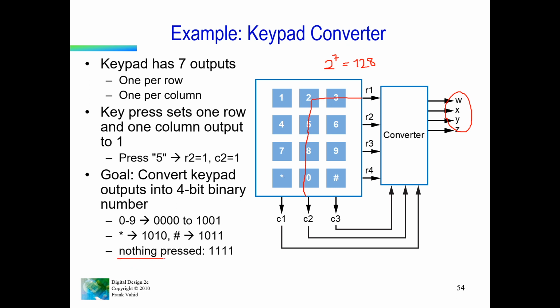And lastly, if nothing is pressed, the output must be 1, 1, 1, 1, which is 15. So we can say that there are 13 different cases. So for 13 different cases, I don't need a 128 row truth table. I can only draw a 13 row truth table, and by this truth table I can perform my design.